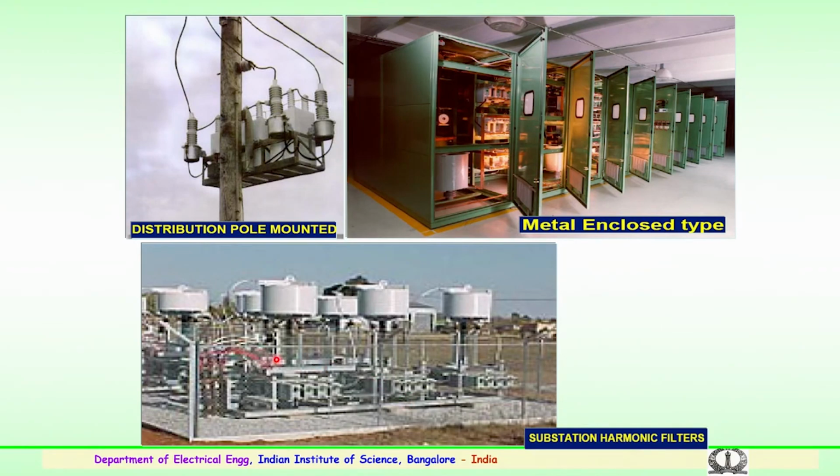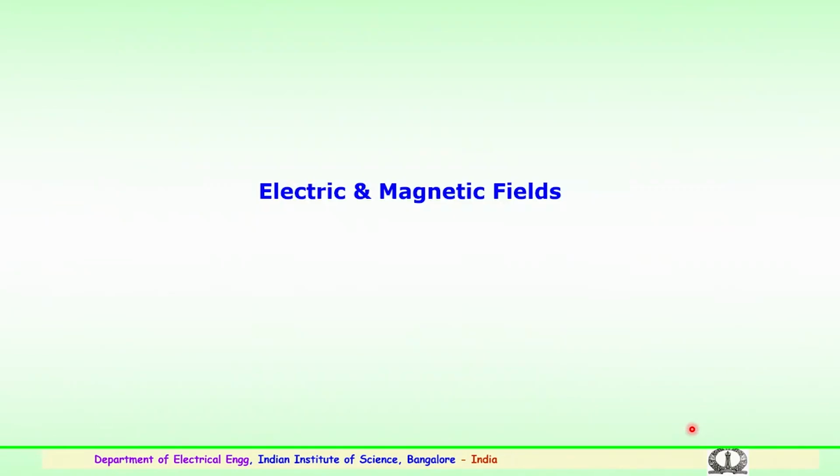Similar examples are connected with the capacitor banks. Several types: for the distribution system you have pole mounted arrangements. This is a metal enclosed type of capacitor bank arranged in a typical substation. Along with the capacitor bank you have the harmonic filters in an EHV or UHV substation. So, these are the various types of capacitor banks used for the proper correction of the power factor.